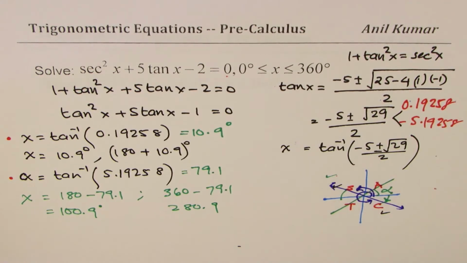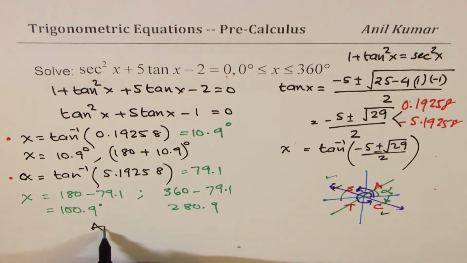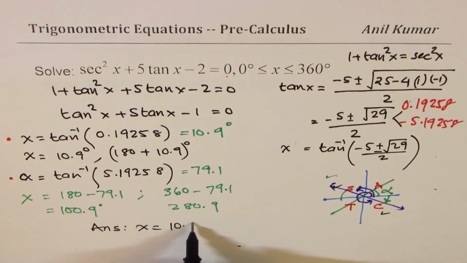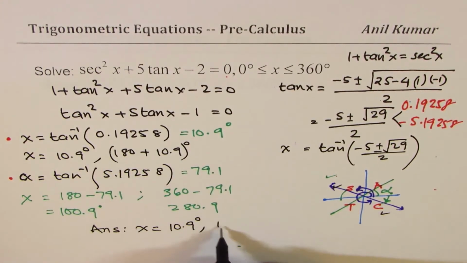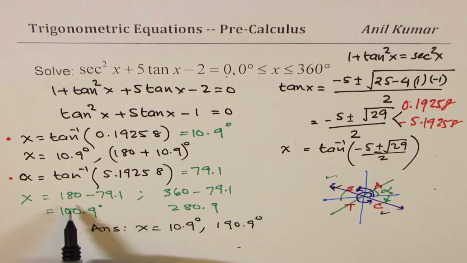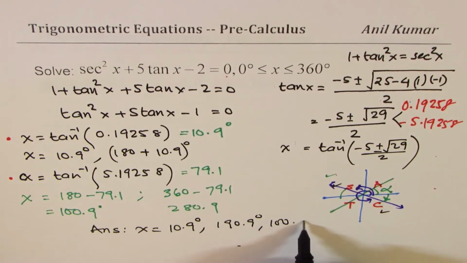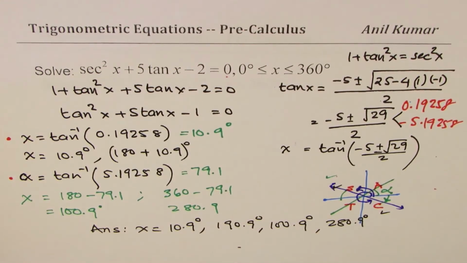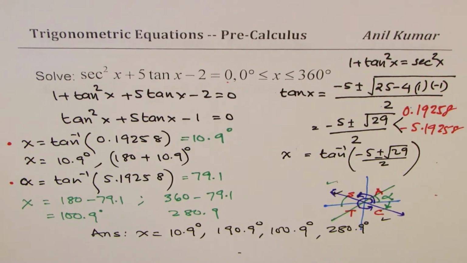Remember, tangent has a period of pi. So you could always find the other answers by adding pi or 180 degrees. Perfect. So we have 4 solutions in this given situation also. So our answers are x is equal to these two angles, which is 10.9 degrees. When you add, you get 190.9 degrees. And this is 100.9 degrees and 280.9 degrees. Perfect. So these are the 4 solutions in the given situation. So I hope that makes sense. Let's move on and take up the next equation.